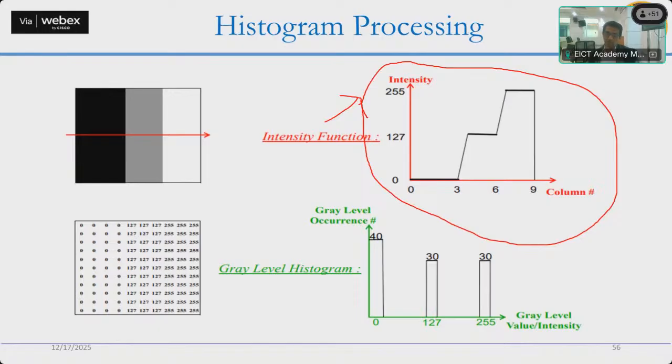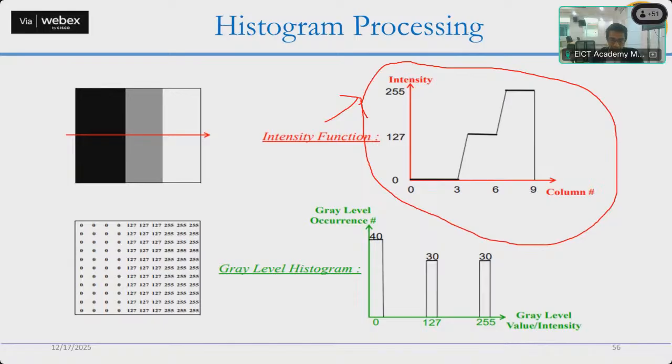But can we draw the histogram? Yes, we can. In any histogram, the x-axis is the intensity. The independent value is the gray level intensity, shown here as 0, 127, 255. And on the y-axis, it is the count, or the frequency of that intensity.